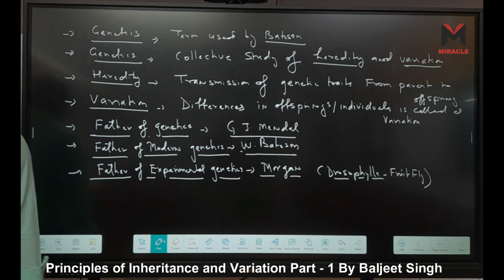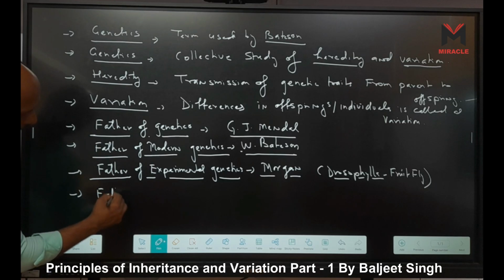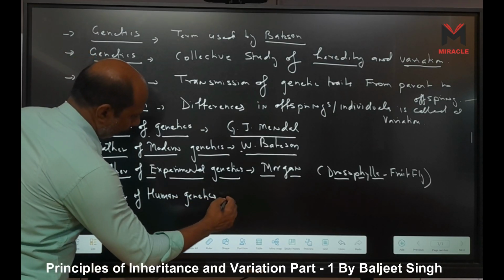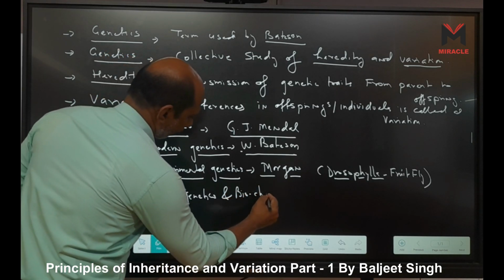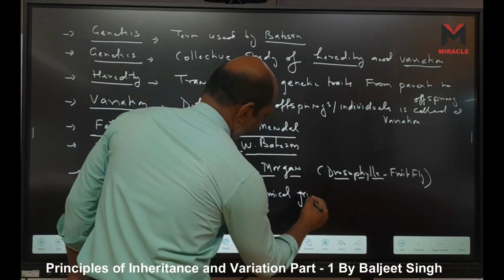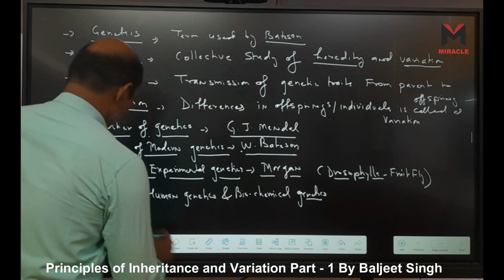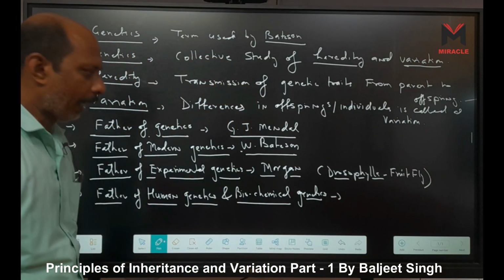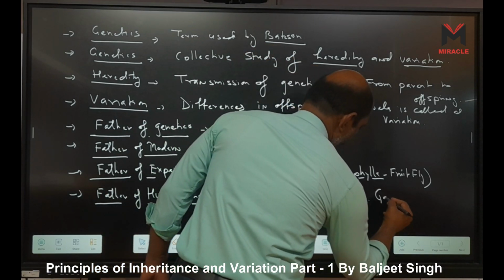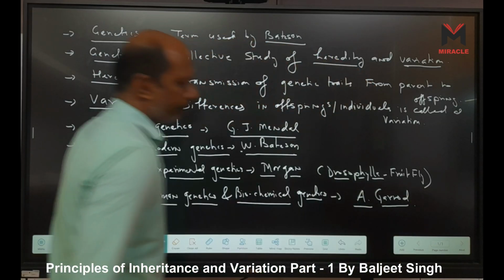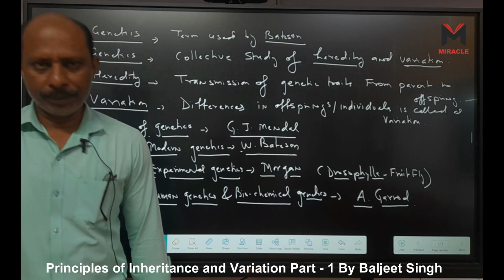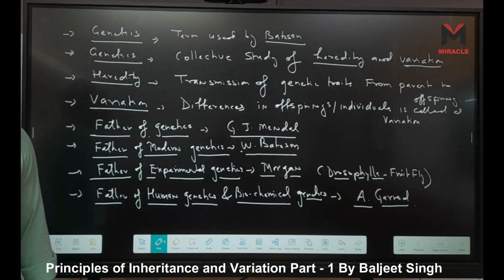And the last one is, who is the father of human genetics and biochemical genetics, right? He is A. Garrod. He is called so because he first observed the genetic disorder alkaptonuria, or we can say black urine disease, first discovered.